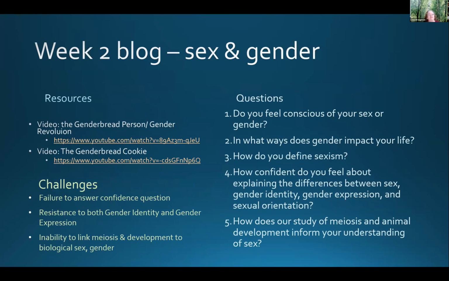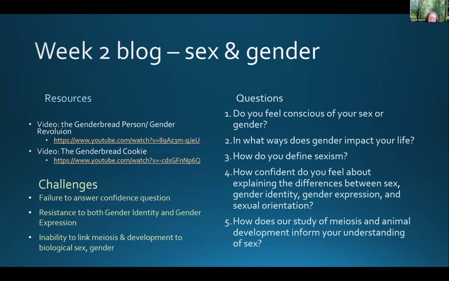So the first example is a sex and gender blog. In the second week of class, we're talking about cell division and how sex determination works. We start talking about what can go wrong and how there aren't just two biological sexes. So we get into some really interesting topics. This blog is about whether or not they feel conscious about gender and sex in their own life, whether they know about the various ways to talk about sex, gender identity, gender expression, and sexual orientation. They are provided with a couple of videos to watch to give them an overview of that.